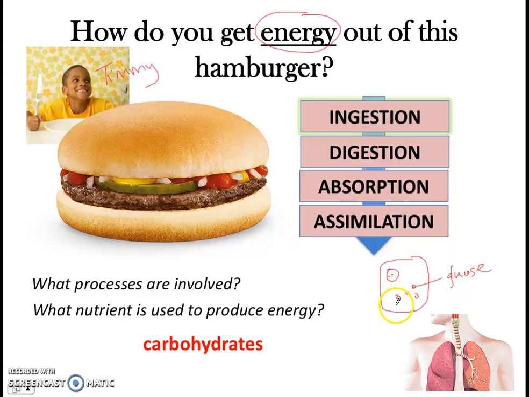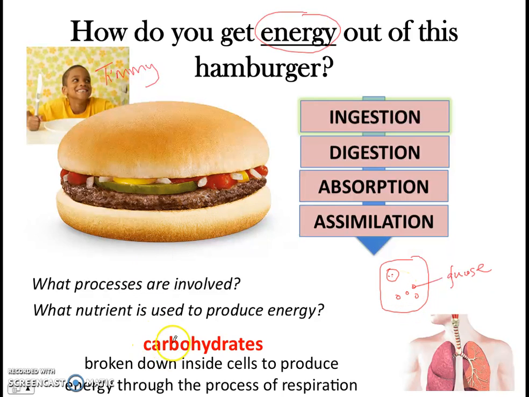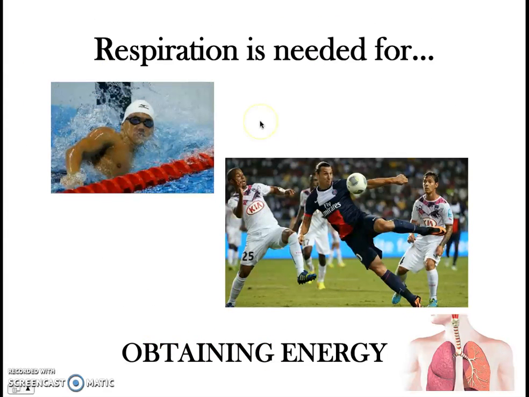In order to release and unleash the energy within the carbohydrates, you need a process. And that process is respiration. So carbohydrates are actually broken down inside cells to produce energy through the process of respiration. You need respiration to release, to unlock, to unleash the energy which is stored inside carbohydrates. So here it is. Respiration is needed for obtaining energy. In this case, we're referring to cellular respiration, which takes place inside your cells, is needed to obtain energy.